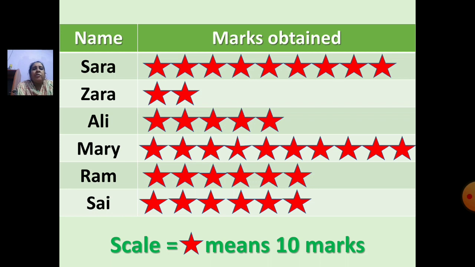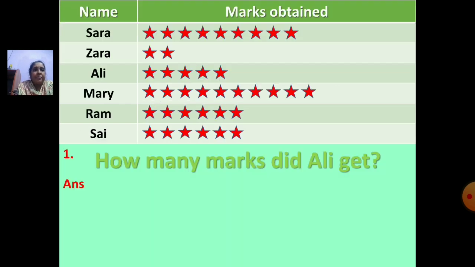Okay, and other side you can see a star. One star means how many marks? 10 marks. Okay, and the marks are out of 100. And one star means how many marks? 10 marks. Understood, children? So you have to keep this thing in mind and then find the answer. Okay, let us start with the first question.